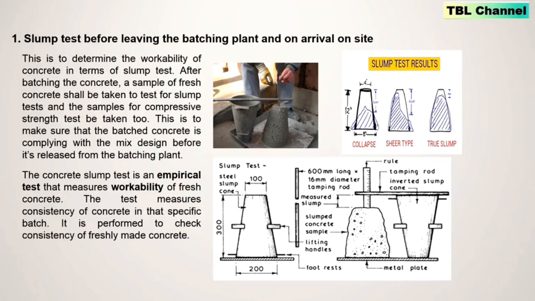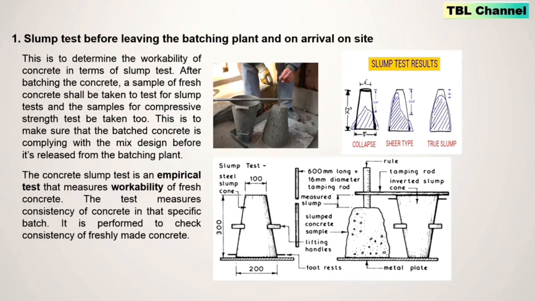After batching the concrete, a sample of fresh concrete shall be taken to test for slump test and the samples for compressive strength to be taken too. This is to make sure that the batch concrete is complying with the mix design before it's released from the batching plant. The concrete slump test is an empirical test that measures workability of fresh concrete. The test measures consistency of concrete in that specific batch. It is performed to check consistency of freshly made concrete.